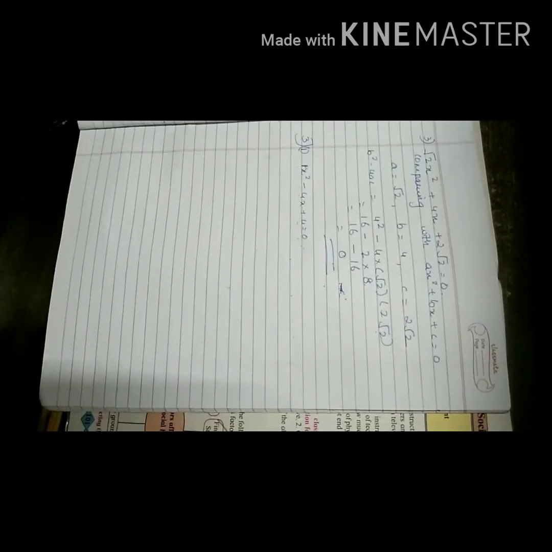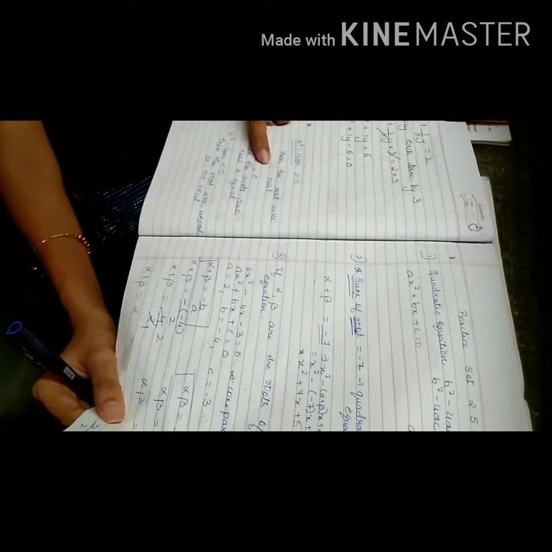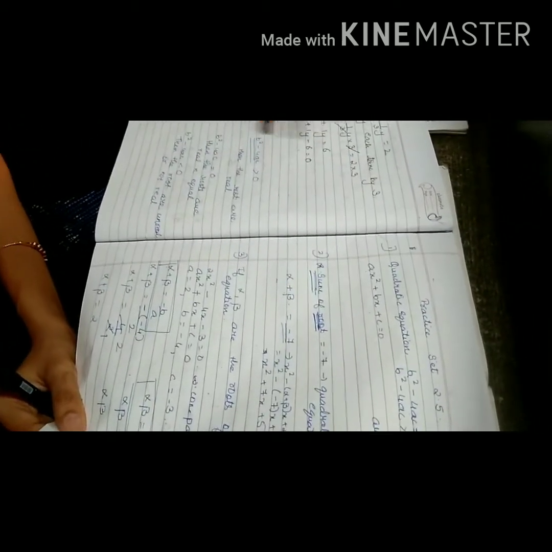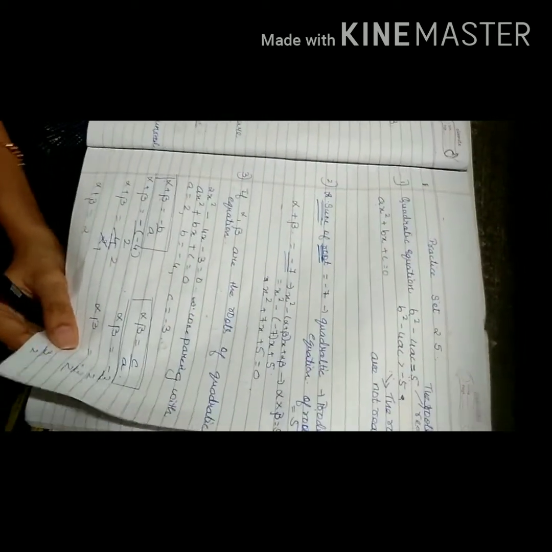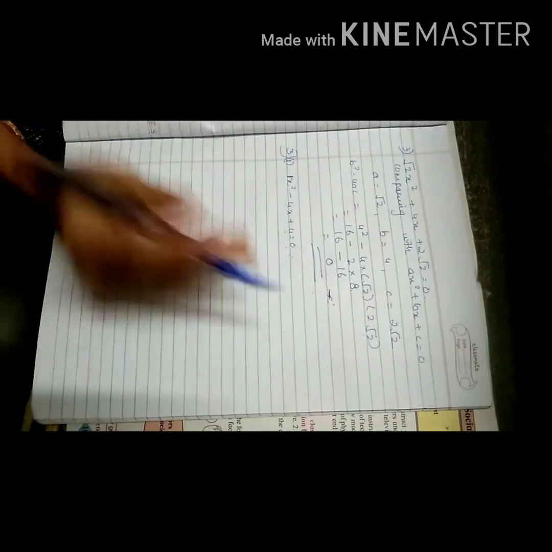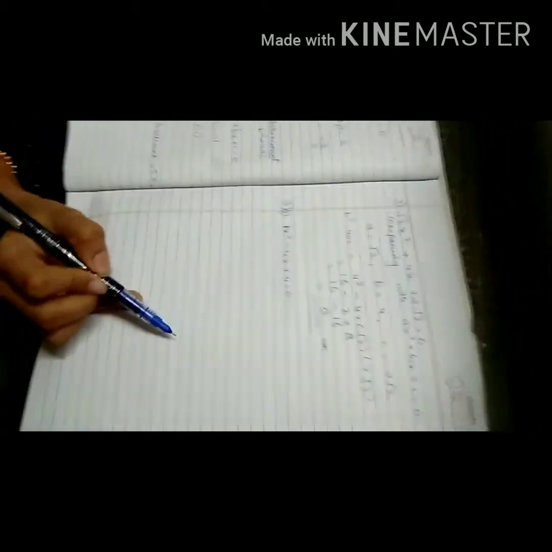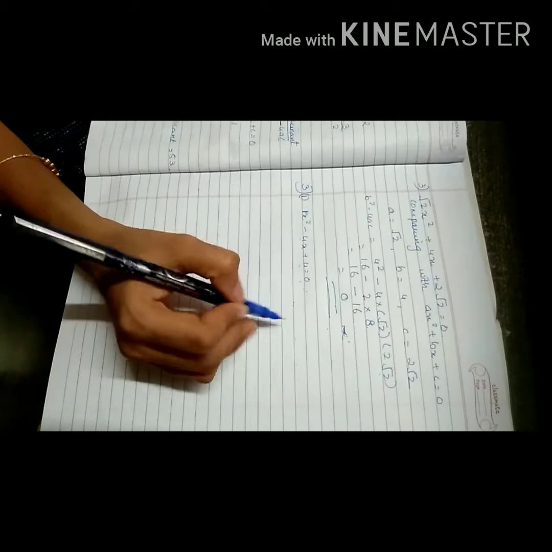If b square minus 4ac is greater than 0, means if the value is in positive sign, that is 5, 6, 10, 15, 20, then the roots are real. If it is equal to 0, that is if the final answer is 0, then the roots are real and equal, and if it is less than 0, means if a negative value comes, then it is not real.